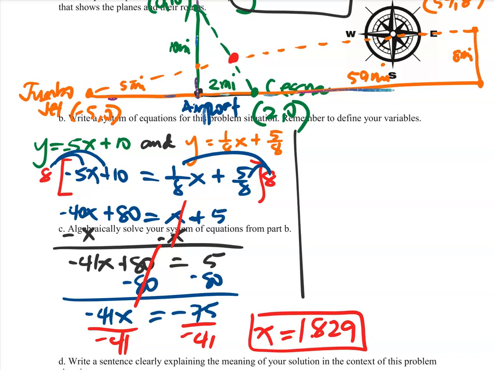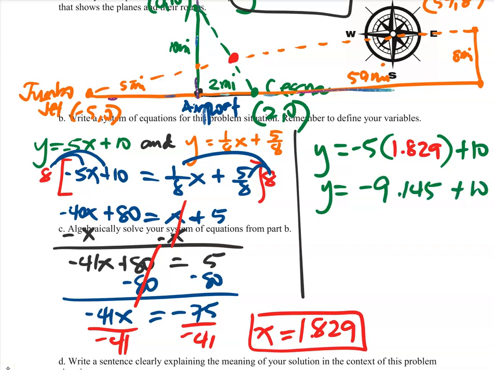And remember, after you solve for x, you need to solve for y. You can plug this into either of the two equations here. So let's use the first one, the green one. So y equals negative 5 times, we are going to substitute the value of x, 1.829, plus 10. That is y equals negative 9.145 plus 10. So y is equal to 0.855.